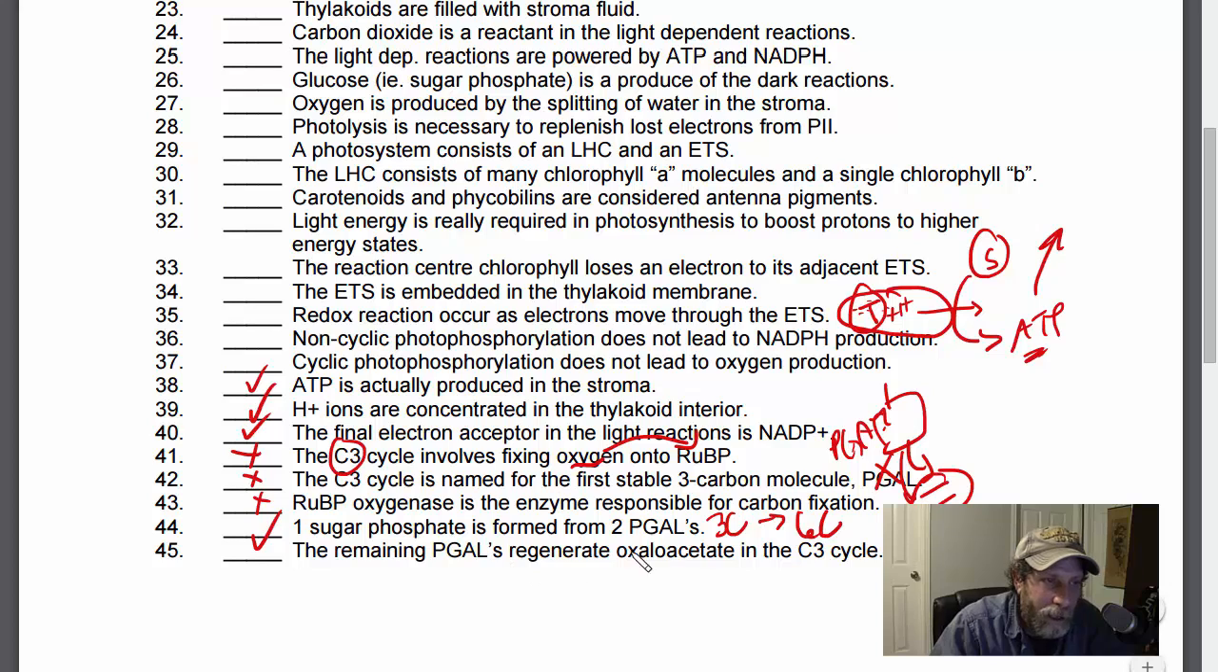And the remaining PGALs regenerate oxaloacetate. Well, that's just saying a couple come off here, or one, and then you do the cycle, and then one again. That means as you go back up there, they're creating oxaloacetate. Well, that's in the Krebs cycle. I know it's hard to keep this all straight. What's really happening is they're going to regenerate RUBP, the acceptor molecule. So this is going to be false.